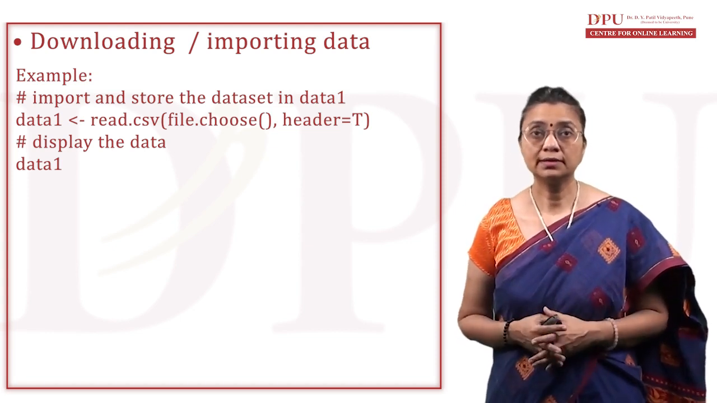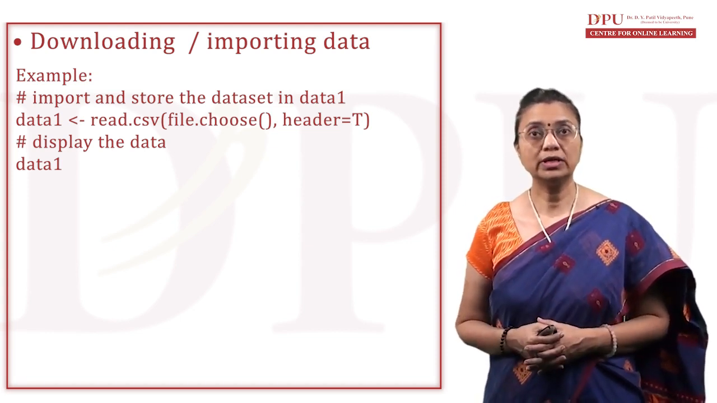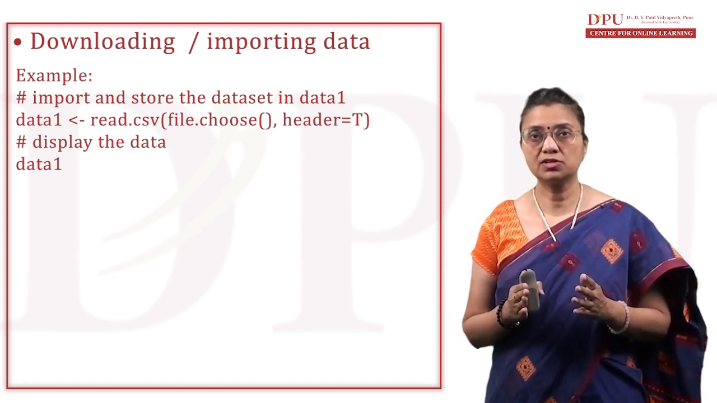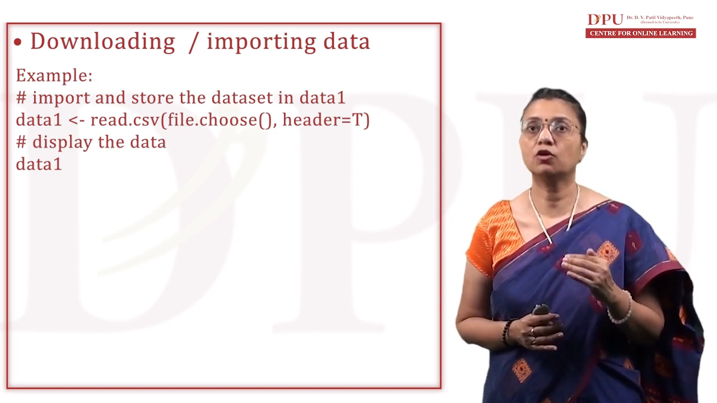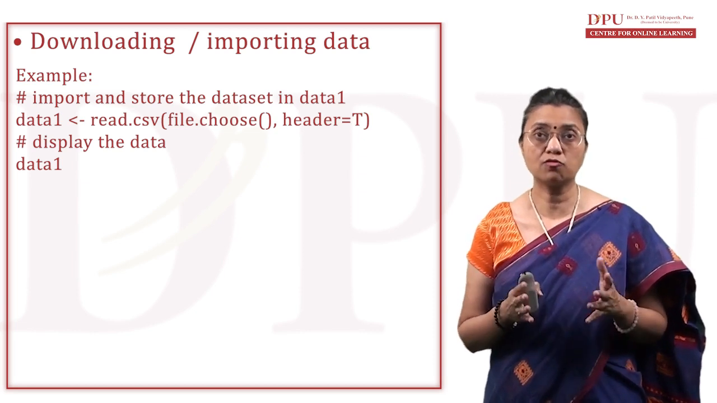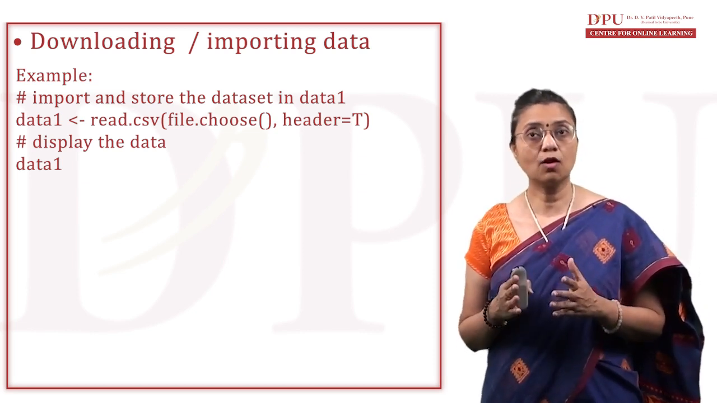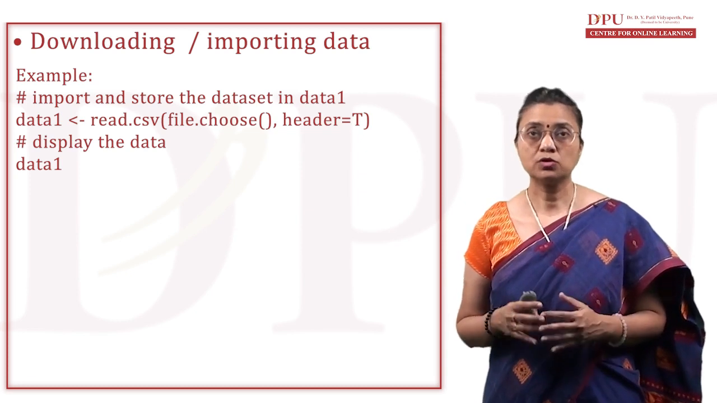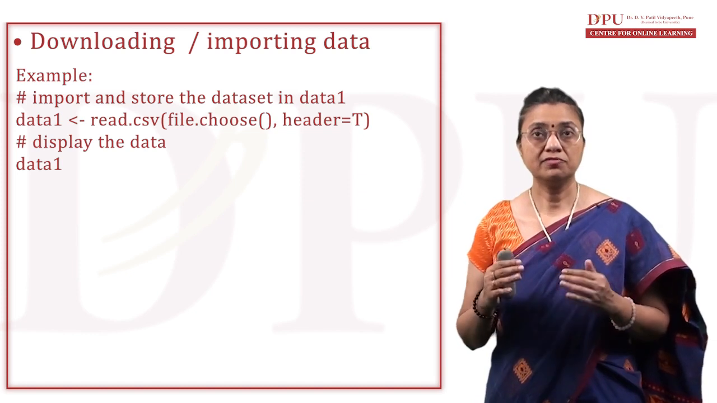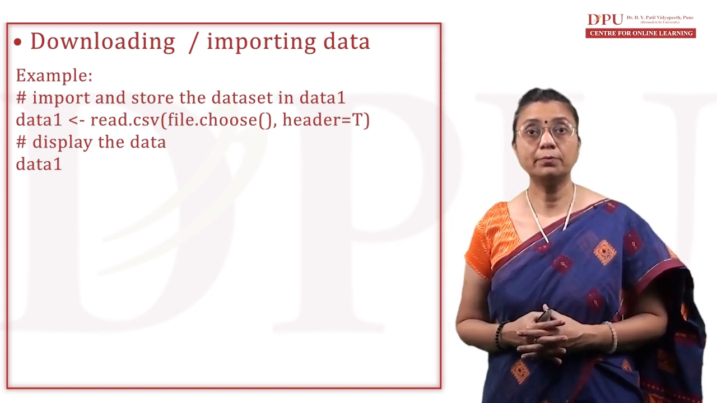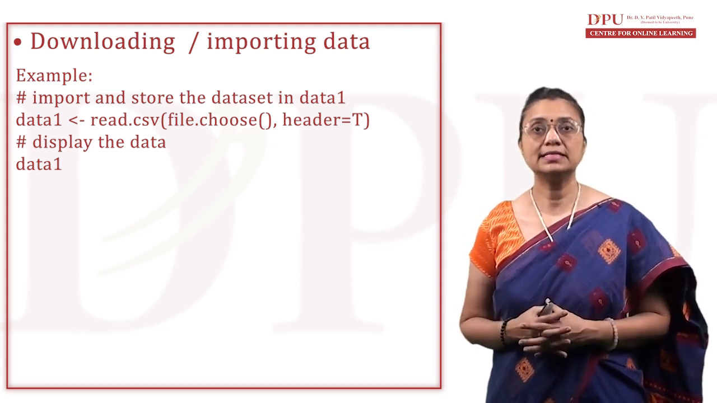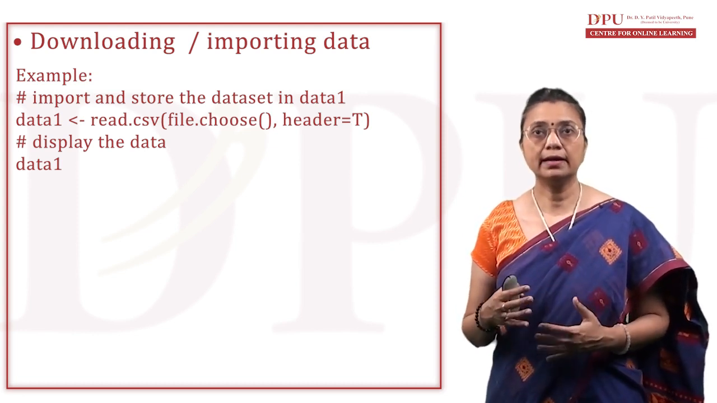So what we are doing here, data1 is equal to read.csv. Within read.csv, we are calling the function file.choose. File.choose is again a function. Choose is a function of class file, and then comma, header is equal to true. If we apply header equals to true, it will give the variable name. If it is true, the variable names will be present. And then next is display the data. There again we write data1, which will display the entire data.